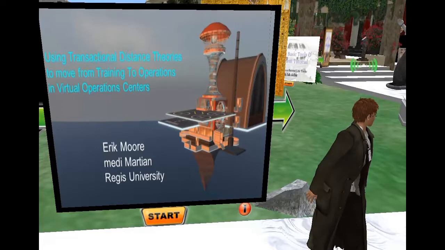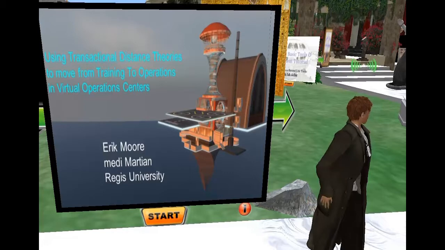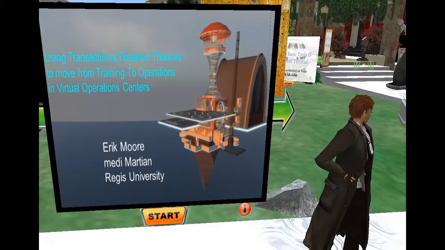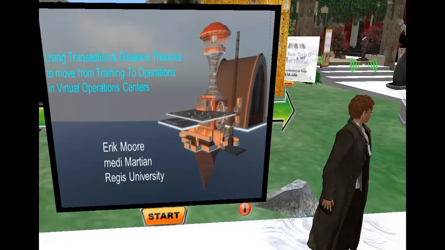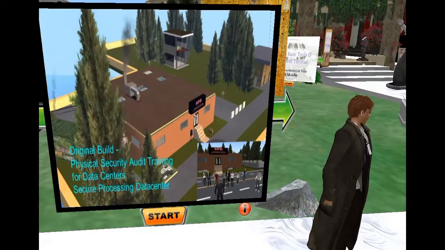I'm with Regis University, and we've designed several spaces in VR, myself and some other friends from different universities. I'll cover transactional distances here in a little bit as we get into that path.